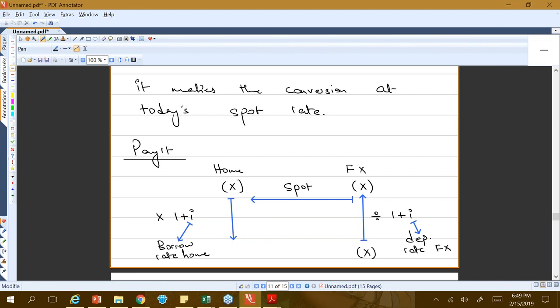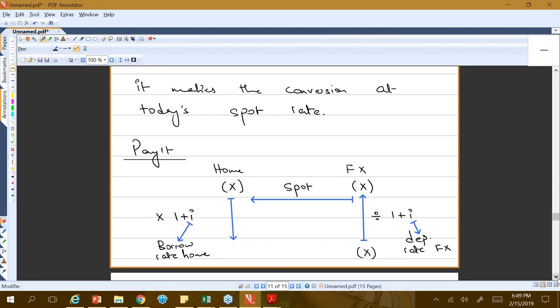I just want you to think about the structure. So it's a three-step approach. The first step is we take the FX amount, divide by 1 plus the I, and put our answer there. Then use the current spot rate and convert it into home, and then finally multiply by 1 plus the I, and I is the borrowing rate in home.